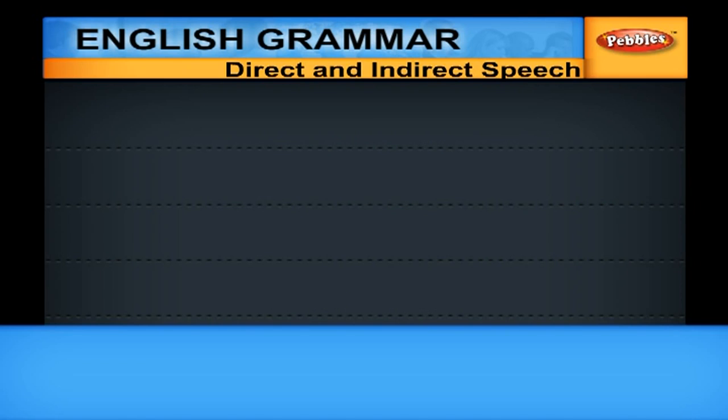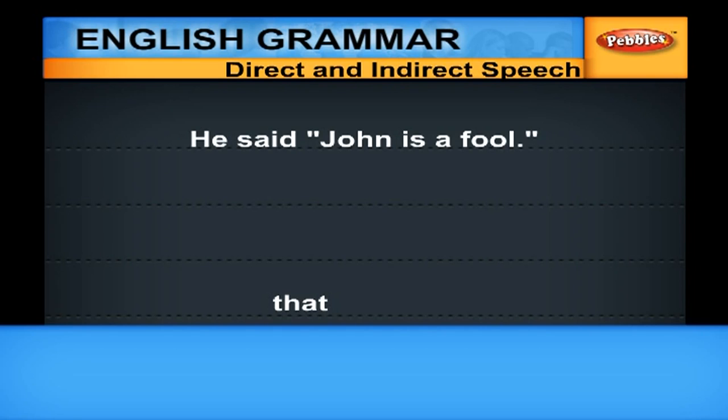If the reported speech has a simple statement, then you have to use the conjunction that. He said, "John is a fool." The reporting verb said is in the past tense, so the past tense has to be used. Since it is a statement, the conjunction is that. We can begin the reported speech with he said or he told. The reported speech of "he said John is a fool" is he said that John was a fool.